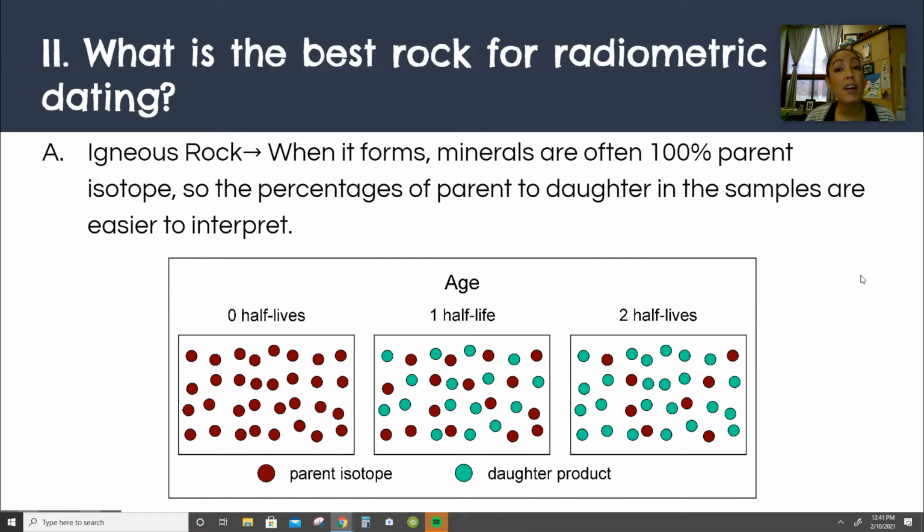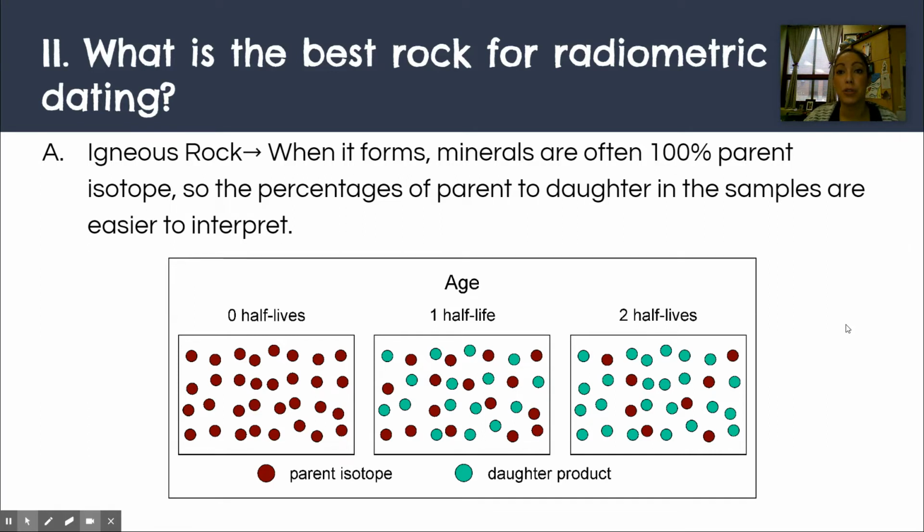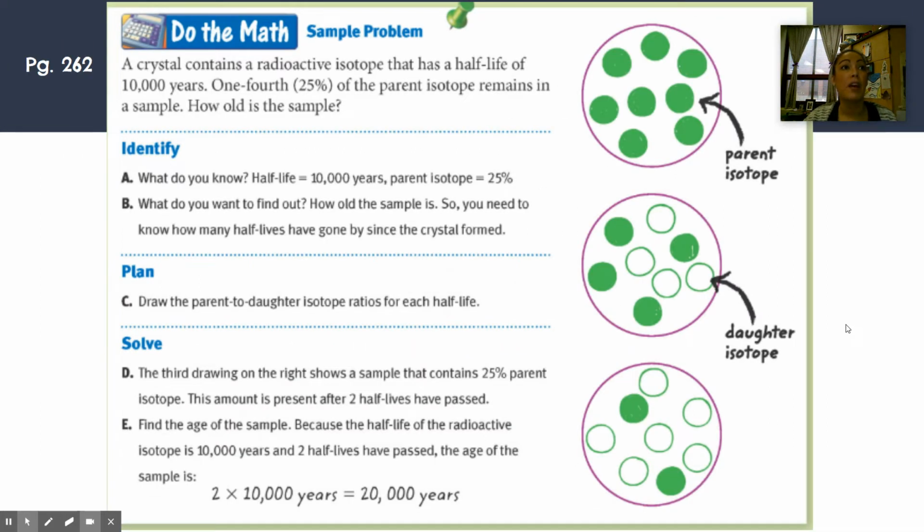But because igneous rock comes fresh out of the earth where there's all that radioactive decay happening, it's real hot inside the earth. When it forms, when it first comes up out of the earth, it's 100% radioactive, and then it breaks down over time. So that's the easiest kind of rock to do this kind of dating on.